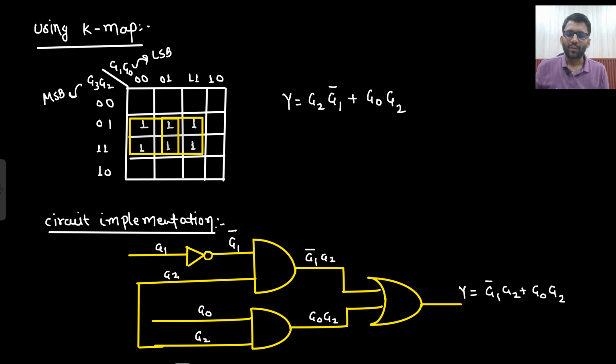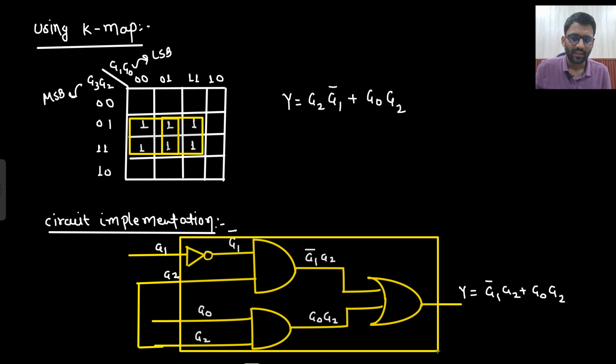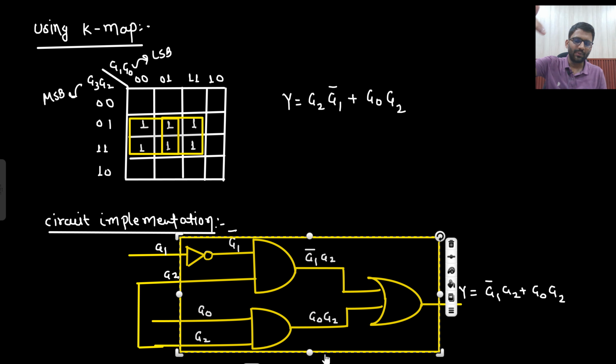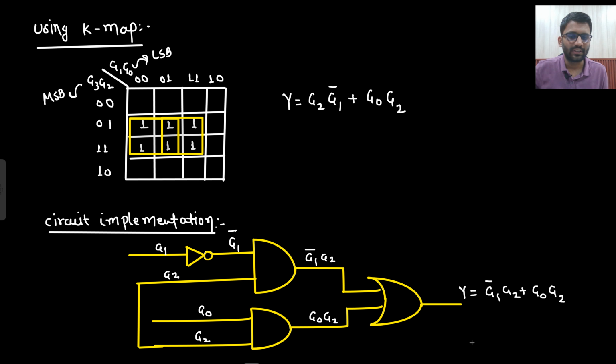Okay, so what you can do, you can go to the user and tell him, sir, this is your IC. If you put G1, G2 and G naught as inputs, it will produce your high output when the decimal equivalent is 5 to 10. So this is the IC that you have designed. You can put that in a box and tell him that if you put these kinds of inputs, it will give you high output for 5 to 10.